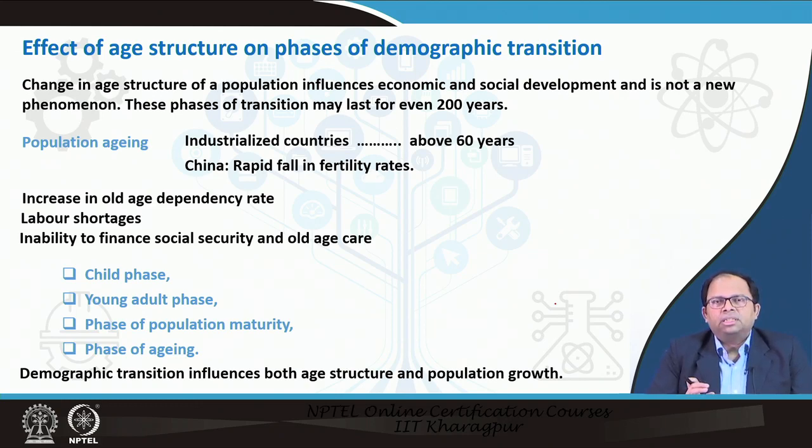So accordingly, we can say that the transition is not only as per high birth rate or death rate or the variations of that. We can also say the society transitions in the form of a child phase, a young adult phase, then a phase of population maturity, and then a phase of aging. And demographic transition influences both age structure and population growth.